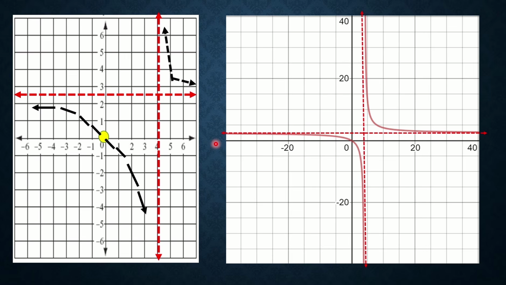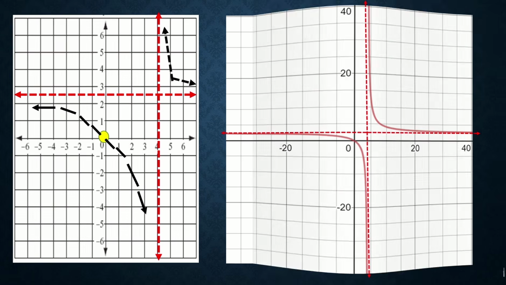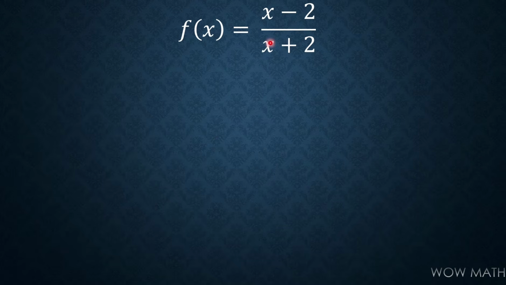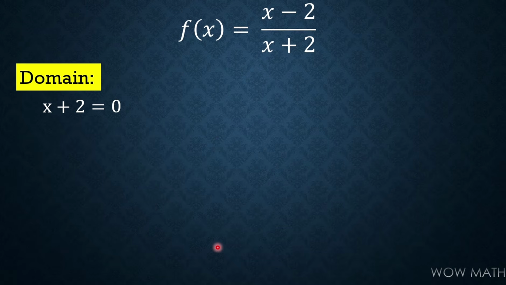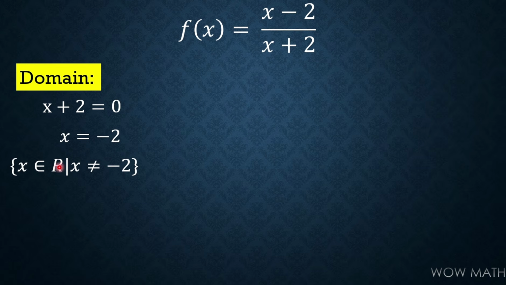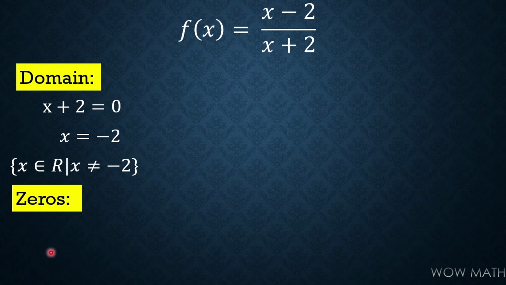Okay, pwede nyo i-check using your graphing application. Another, we have x minus 2 over x plus 2, same process. Kunin muna natin yung domain, and that is, tingin tayo sa denominator, x plus 2 is equal to 0. Equate muna natin. So, x is equal to negative 2. Ibig sabihin, domain natin is set of all real numbers except negative 2. Sa zeros naman, tingin tayo sa numerator. So, equate lang natin sa 0.